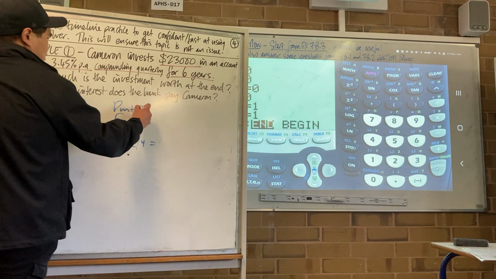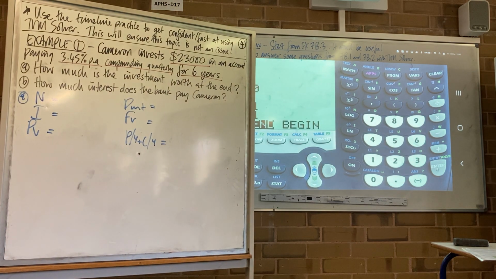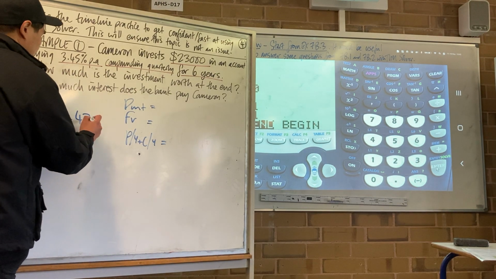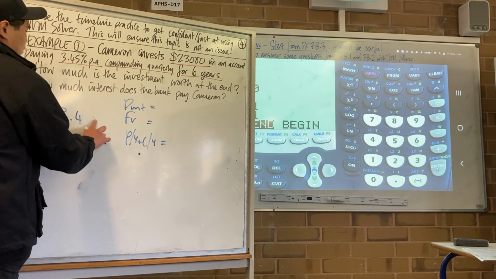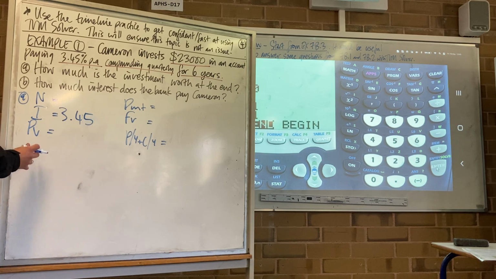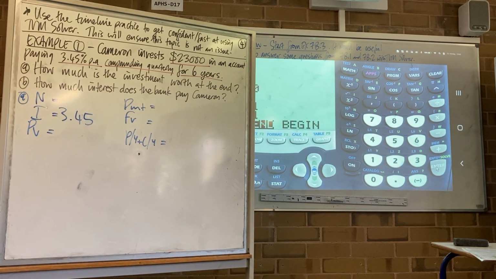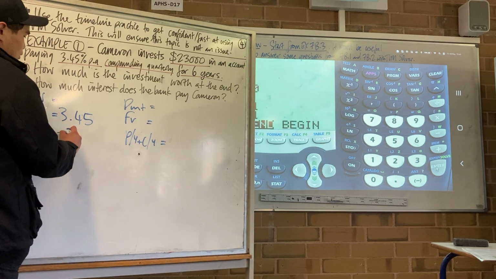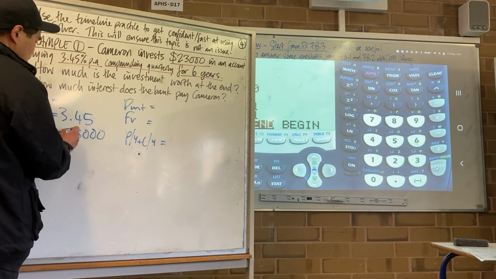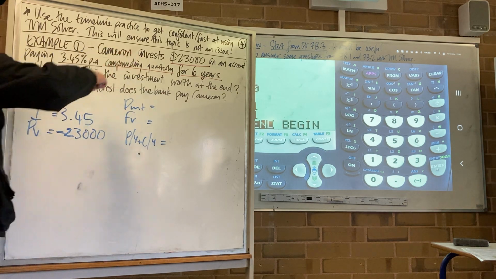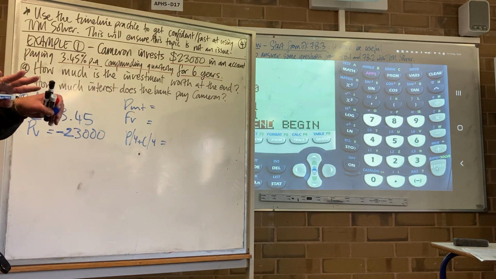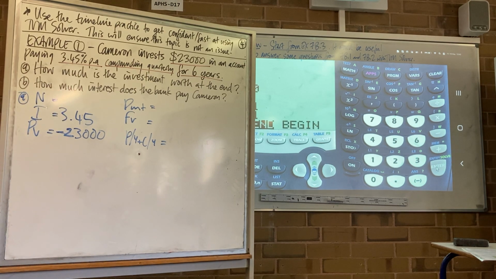So how does TVM solver work? I put in the things that I know. Let's leave N for now. I, do I know the interest rate straight up? I don't need to convert, I just put 3.45. What's the initial investment? What did he put in? Because it's going from him into the bank, what sign should it be? It should be negative 23,000. Does this say anything that he's making regular payments into the account? He's just letting 23,000 sit there for 6 years. So 0 payments.